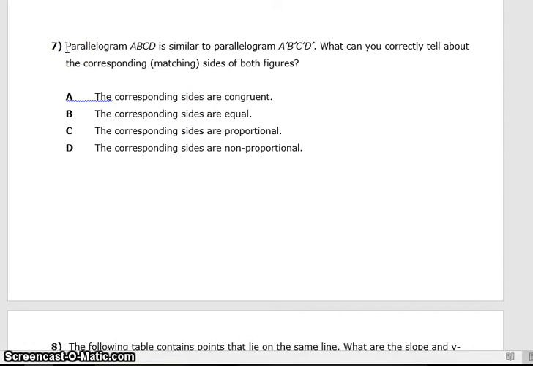Number 7. Parallelogram ABCD is similar to parallelogram ABCD prime. What can you correctly tell about the corresponding or matching sides of both figures? So the matching sides, what do you know about the sides? A, the corresponding sides are congruent. B, the corresponding sides are equal. C, the corresponding sides are proportional. Or D, the corresponding sides are non-proportional.